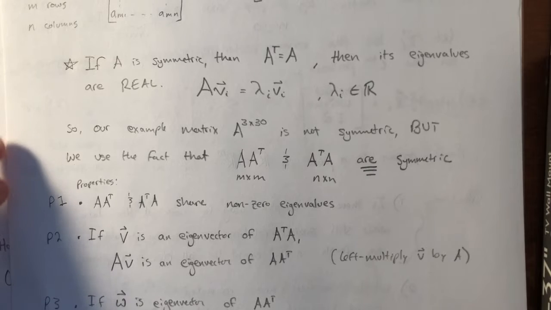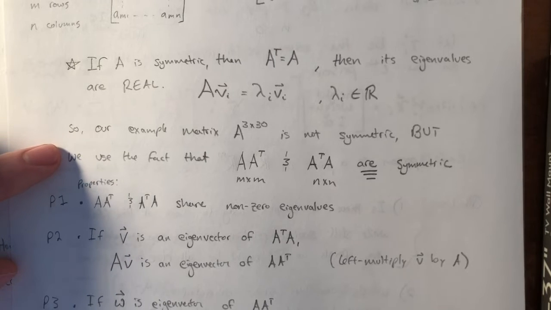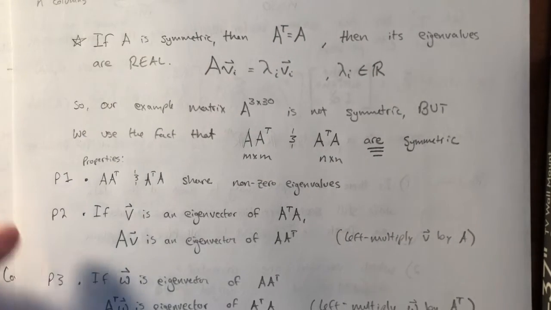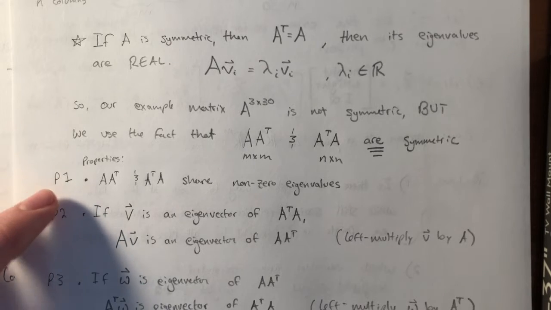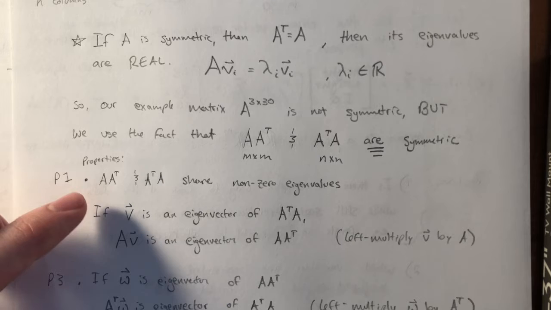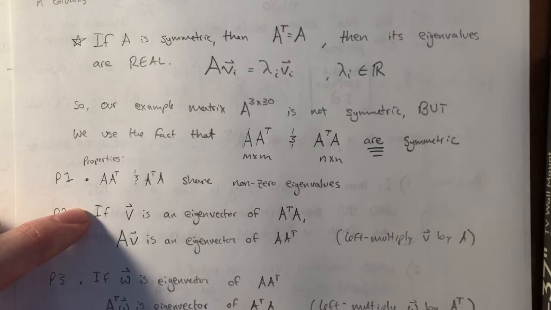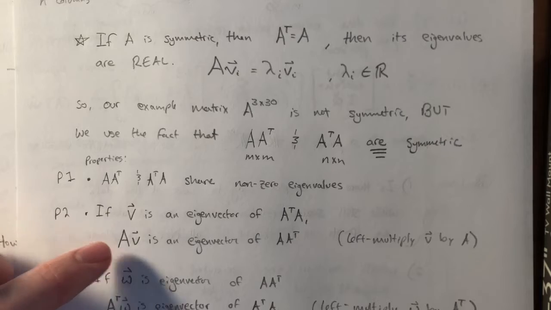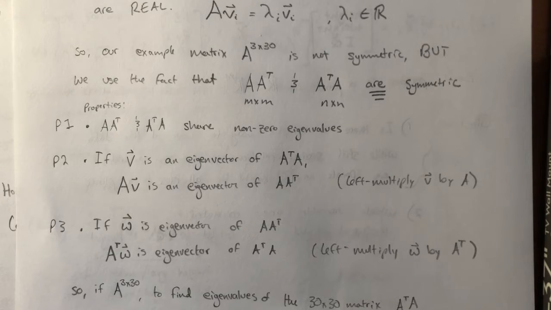In our 3 by 30 example, A is obviously not symmetric, but A transpose A and A A transpose are symmetric. Here are some properties. They share the same non-zero eigenvalues, whether we have the 30 by 30 matrix or the 3 by 3 matrix. If we have an eigenvector of A transpose A and left multiply it by A, we get an eigenvector of A A transpose. Similarly, if W is an eigenvector of A A transpose, left multiplying by A transpose gives an eigenvector of A transpose A.